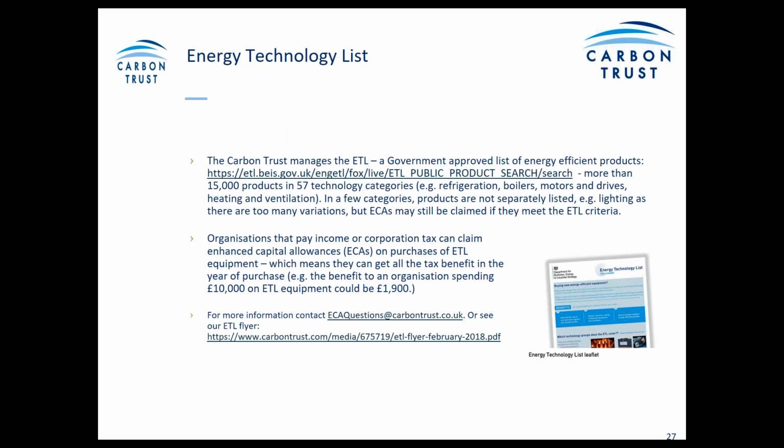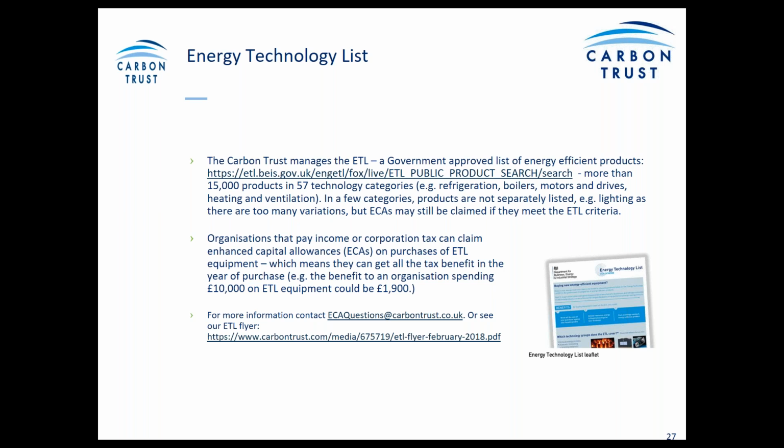And just one very final thing to flag is that the Carbon Trust also manage something called the Energy Technology List. So this is a UK government approved list of energy efficiency products. There are currently more than 15,000 products in 57 different technology categories. So for example, refrigeration, boilers, motors and drives, or heating and ventilation. A few categories where products are not listed separately.